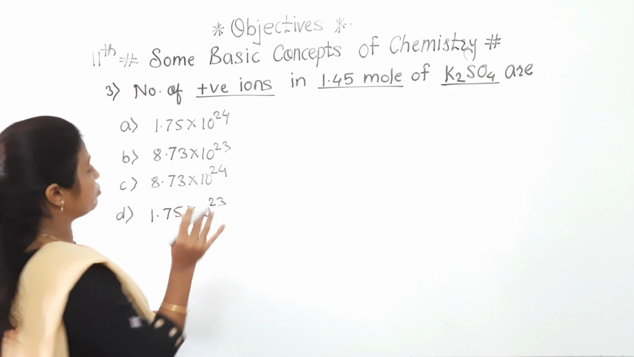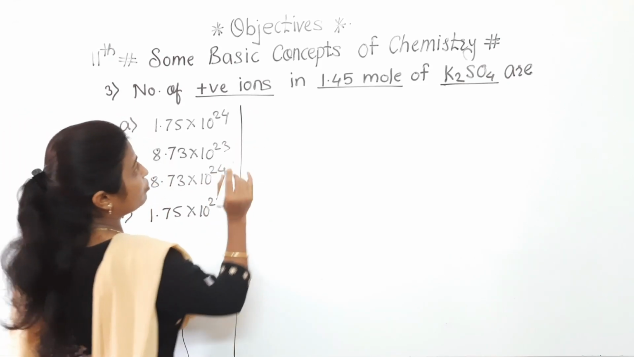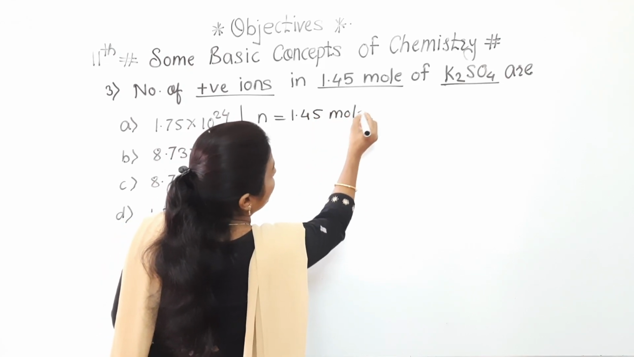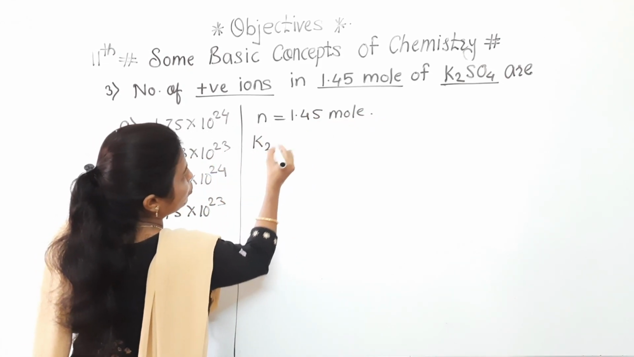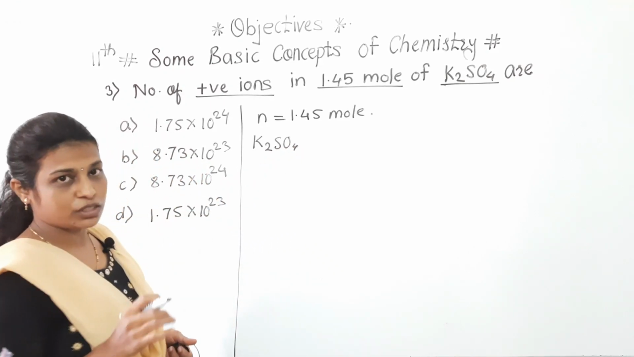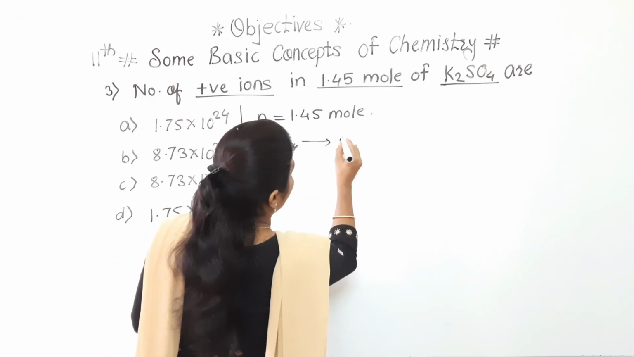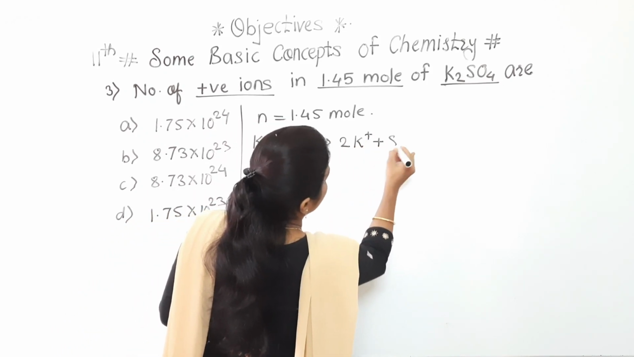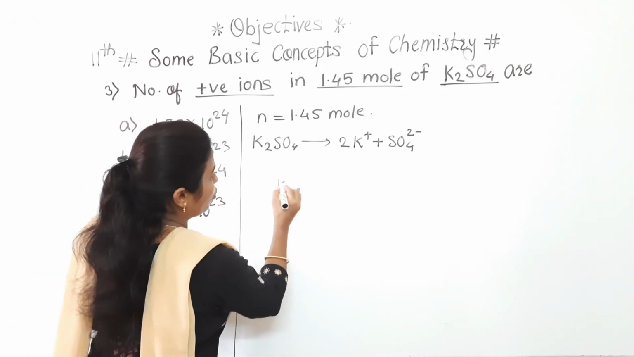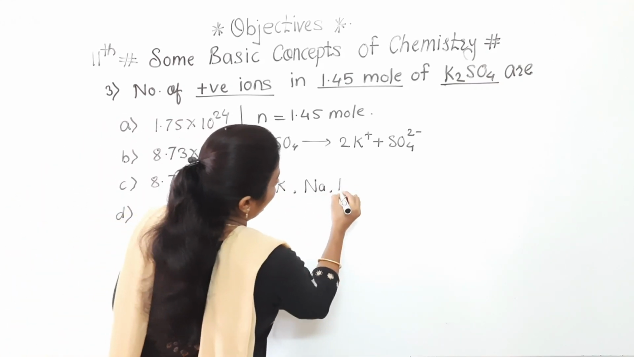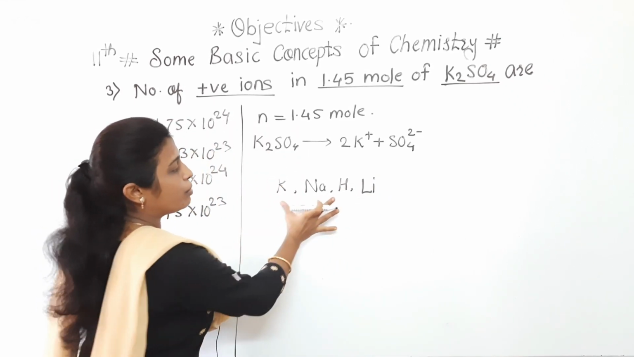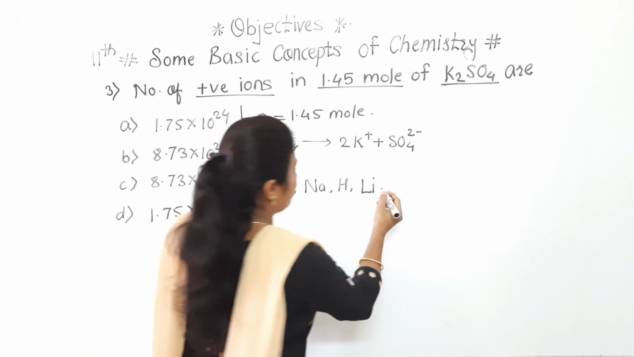So which points have they given? Now see, given is only the number of moles, that is 1.45 mole. Now see, whose ions do we have to find out? K2SO4. In that, if we consider 1 mole of K2SO4, when it undergoes ionization, it forms 2K+ and SO4 2-. Every time keep in mind that potassium, sodium, hydrogen, lithium: hydrogen sometimes shows -1 also, but most times it shows +1 charge.